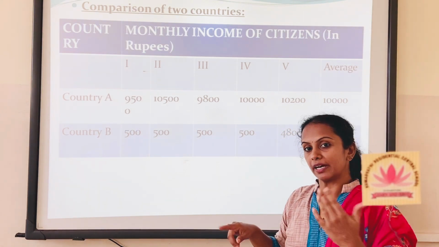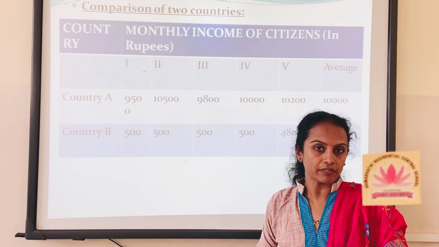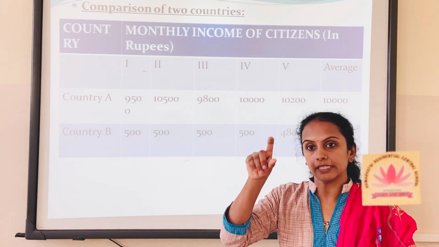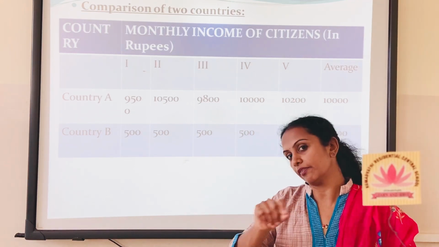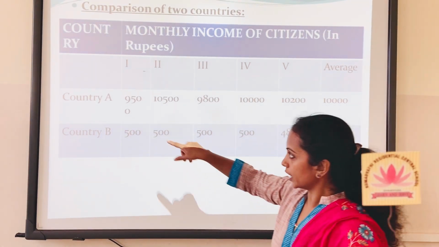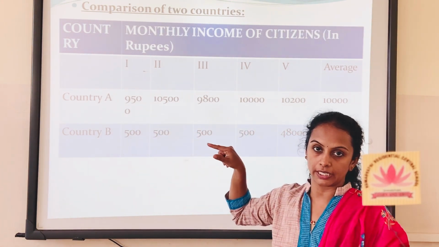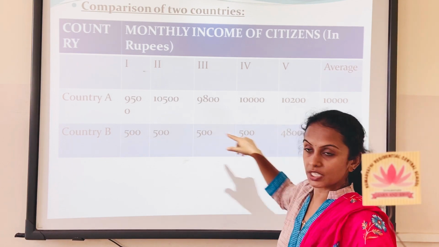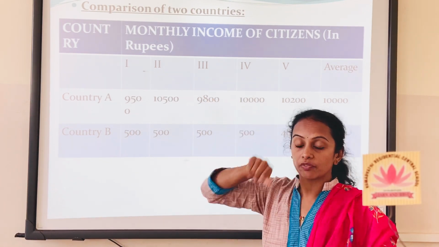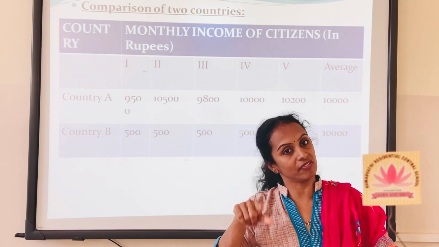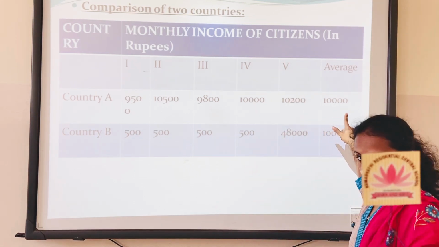How will we compare the average income, children? We have the formula. We will take the total income of the country divided by the population. So here if you add the total income of all these 5 citizens, it will be 50,000. And what is the total population? There are only 5 citizens. So 50,000 divided by 5. You will get 10,000 average income.